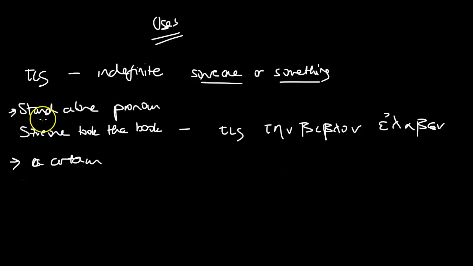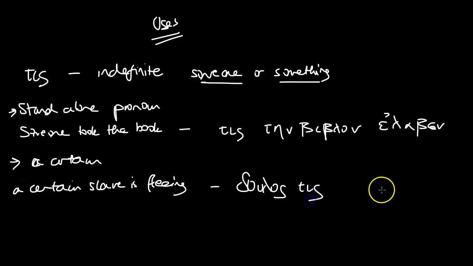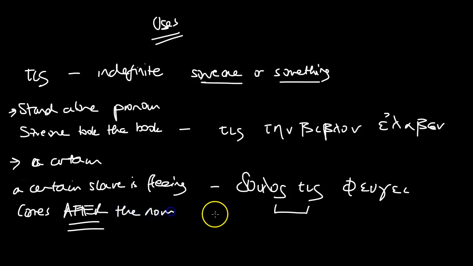So for example, in the sentence, some slave, or a certain slave is fleeing. That is going to be doulos tis pheugei. So tis has to agree with doulos because it's now acting like a sort of adjective. It's describing the noun, and the key is that it comes after the noun. So unlike a normal adjective that's sandwiched in the middle, this comes after the noun.